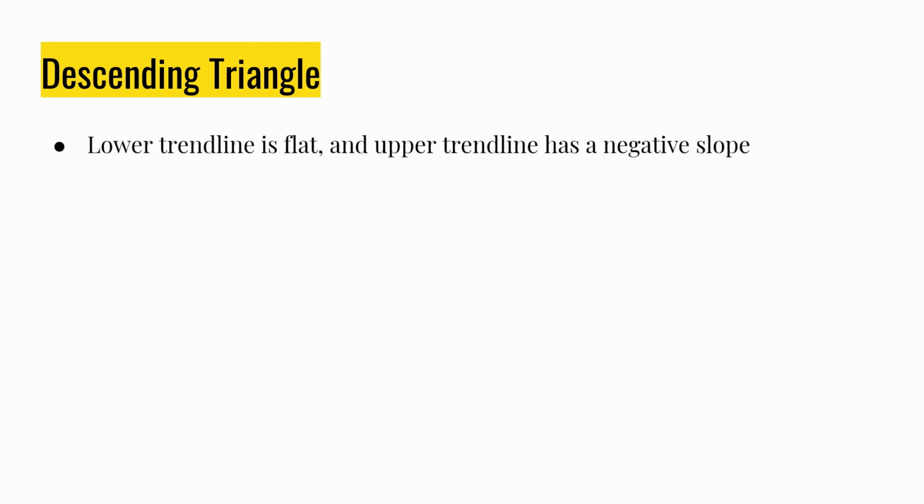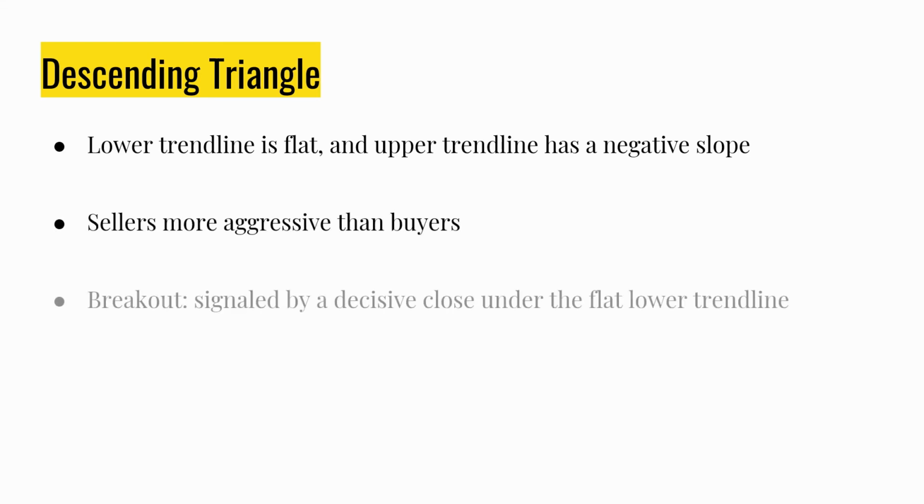The third triangle is called the descending triangle. This is where the lower trend line is flat and the upper trend line is pointing downwards. This means there is more selling than buying, so it's a bearish price pattern. The breakout signal is when price closes under the flat lower trend line, and like all triangles, the same rules of volume and price action apply.